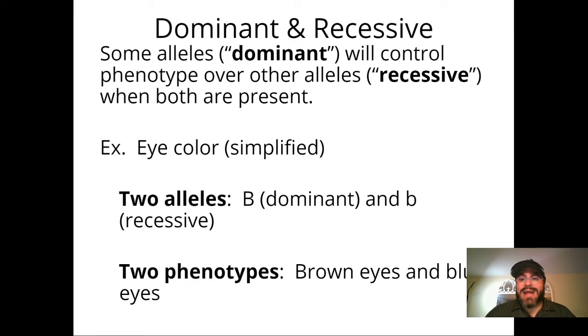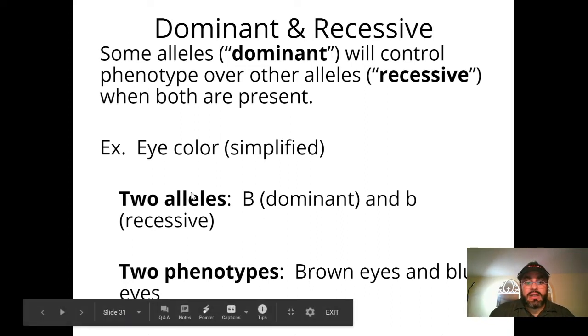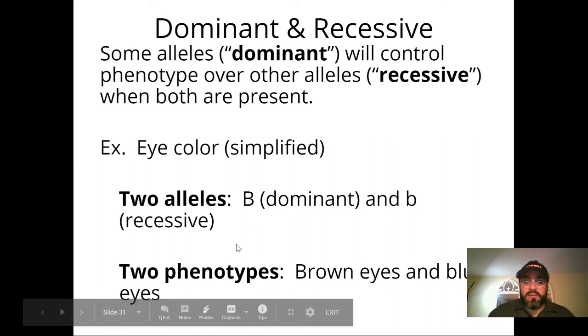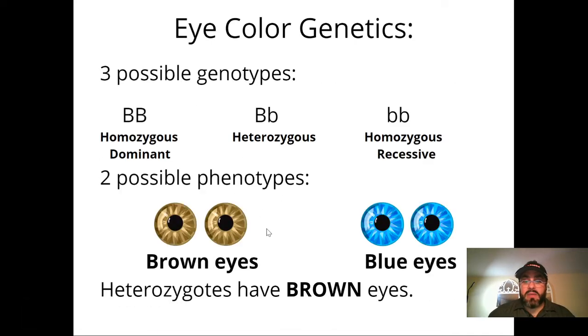Some alleles are dominant, they show up, and some of them are going to be recessive. If you're heterozygous and you have a dominant allele, that will be the phenotype that will show. The recessive will be hidden in the back. You still carry that gene, but you don't necessarily show it. So for the two alleles, you could either be big B, this is dominant, or little b, recessive, and you have two phenotypes. You can either have brown eyes or blue eyes. And in this case, we're going to say brown eyes are going to be big B.